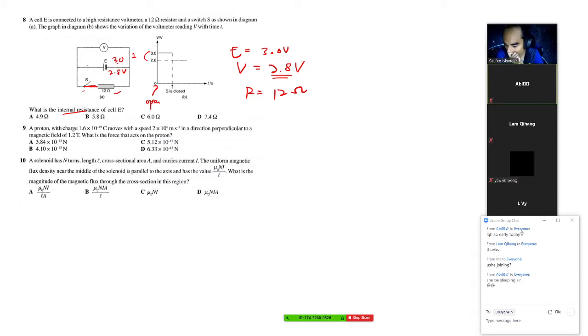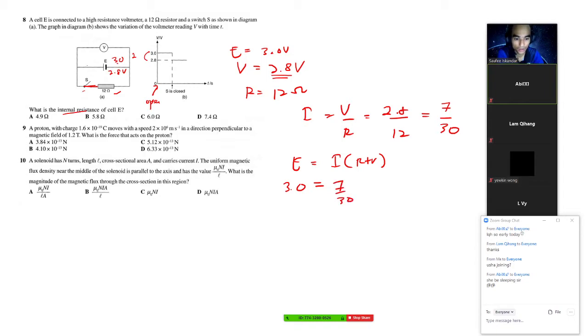Okay, so we want to find the current. I equals V over R, and then you have 2.8 divided by 12. We have 7 over 30. So E equals I times R plus r. E is 3.0, I is 7 over 30, R is 12 plus r, where small r is the internal resistance of the cell.